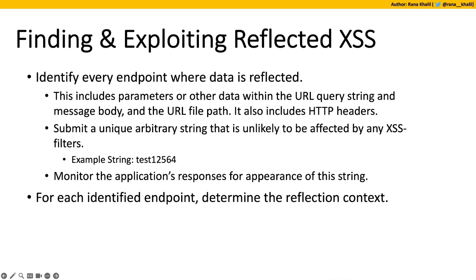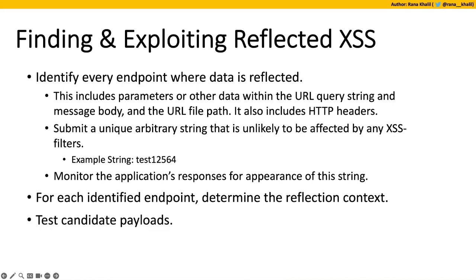So the next step would be to determine the reflection context. That's the syntactic context in which the data is reflected. So for example, is it reflected in a tag attribute, or maybe it's reflected in a script element, or even an attribute containing a URL? Depending on where it's reflected, the payload will be different. So it's important to understand the payload context, and then based on that, test your candidate payloads. We'll have a few examples in the next couple of slides that go over a few different contexts, and then based on those contexts, we'll build our payloads.